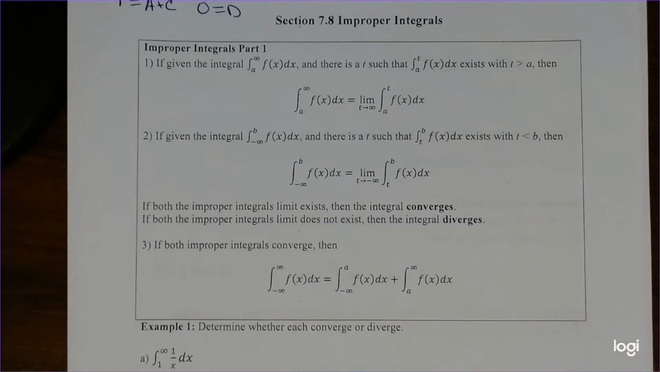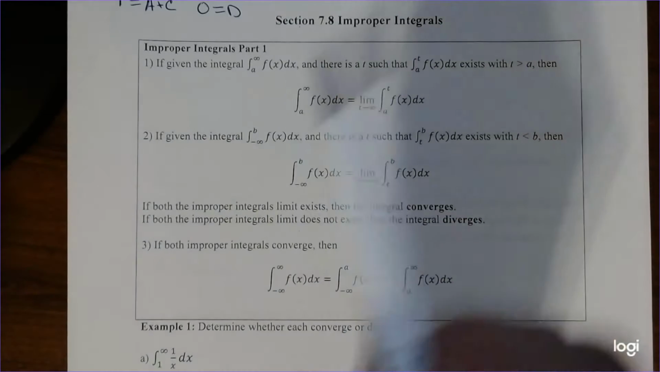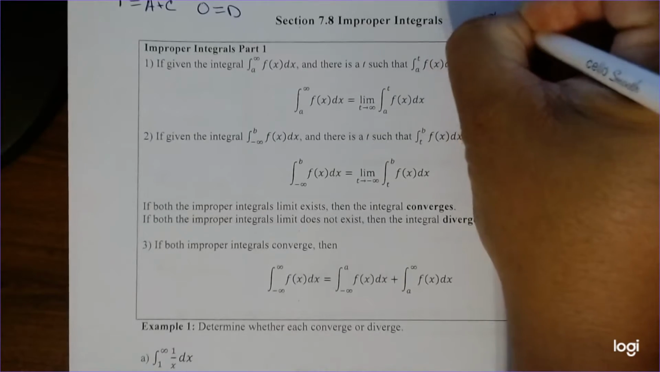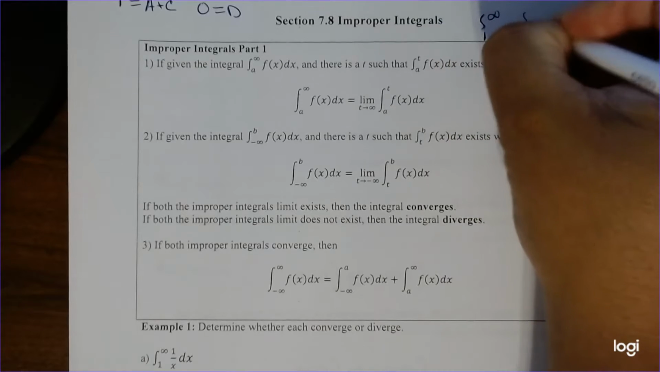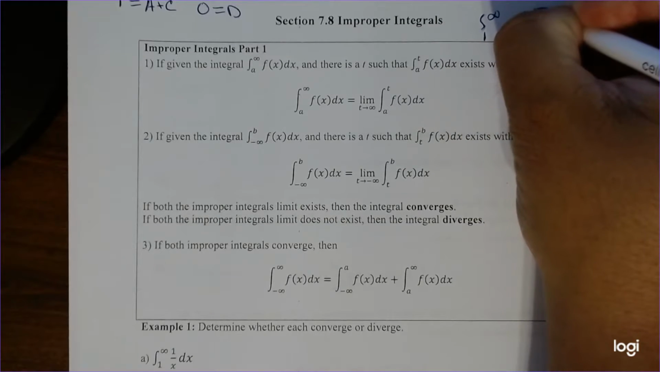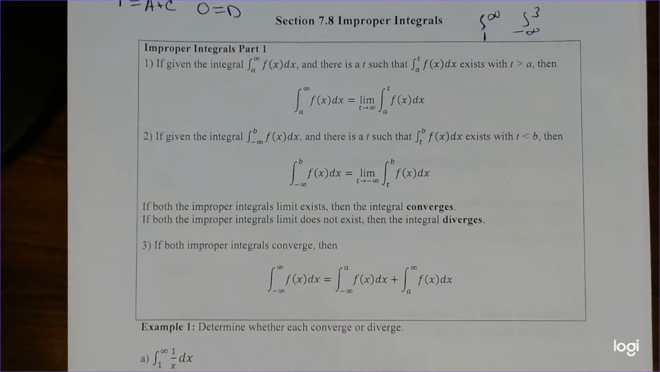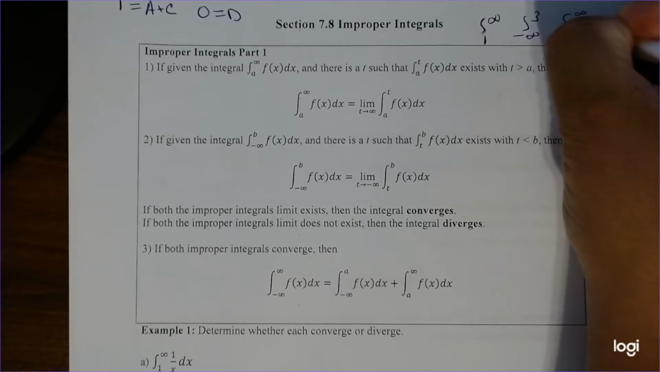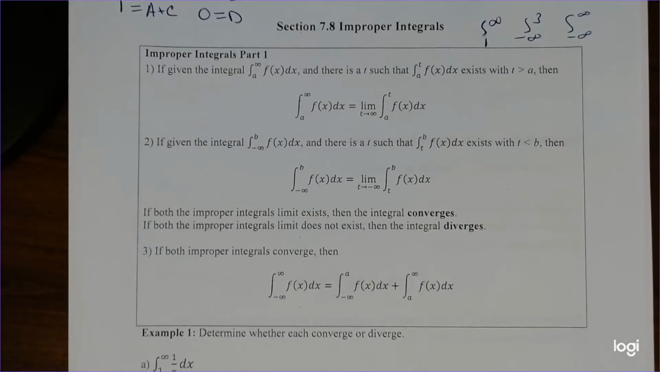Okay, so the first type of definition we're talking about in this section is improper integrals, part 1. Remember, an improper integral basically means it goes from a number to infinity, or vice versa, from negative infinity to a number itself. Or you're going to have from negative infinity to positive infinity. Those are the types of integrals we're going to deal with in this section.